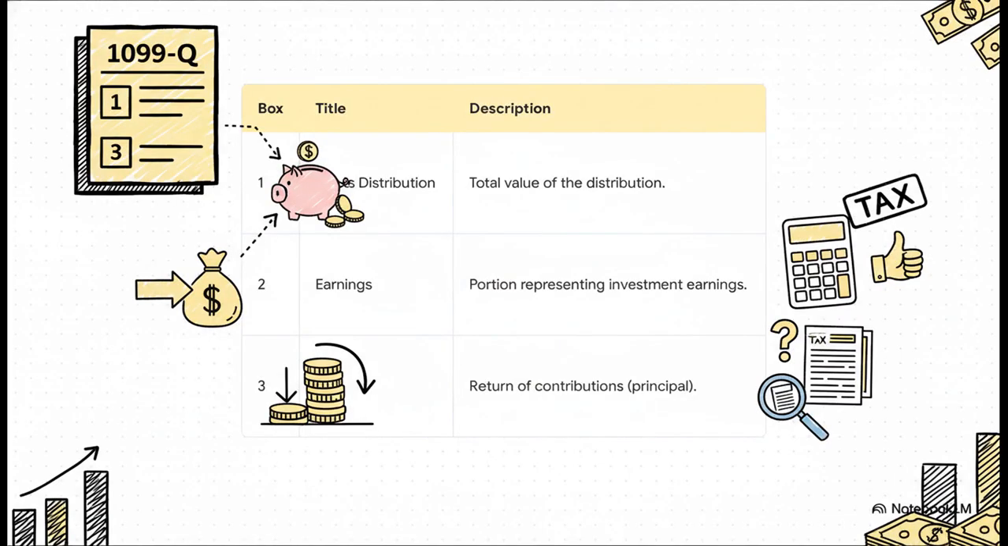So when you get that 1099-Q in the mail, there are 3 boxes you need to zoom in on. Box 1 is the gross distribution. That's the total amount you took out, the whole shebang. Box 2 isolates just the earnings portion. That's the part that could be taxed. And Box 3, well, that's your basis. That's just your original contributions coming back to you, and it is always tax-free.